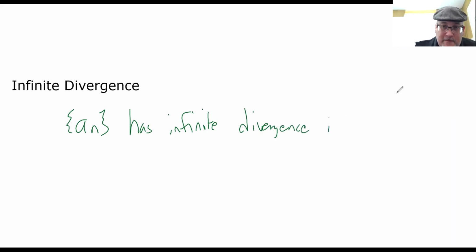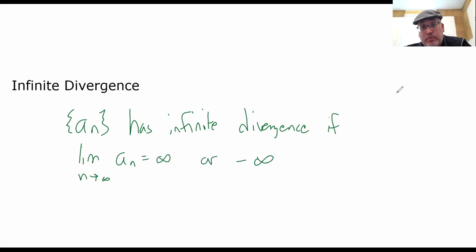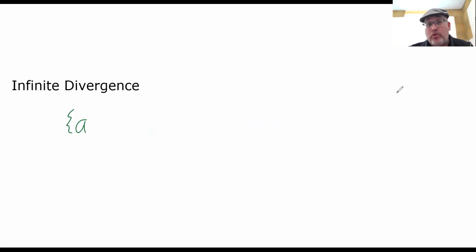If the limit as n approaches infinity of a_n equals infinity or negative infinity. In other words, as a limit problem, it just blows up either positively or negatively. But there's an even better definition than that, or rather, a more rigorous definition. Some people would say that what I'm about to write is not a good definition, but from a rigorous mathematical perspective, it is the definition of infinite divergence.